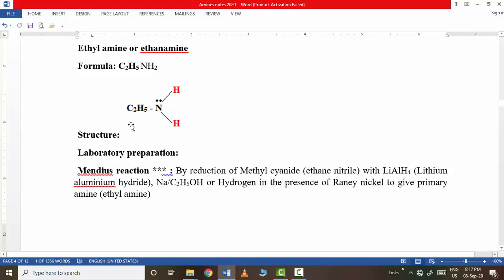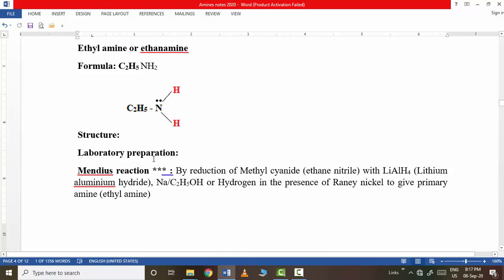So in the below structure, where I have drawn the structure of the ethylamine, you can see the lone pair of electrons, which will be more available if you compare between methylamine and the ethylamine about the lone pair donation. In the case of ethylamine, the lone pair will be donated more because you have the higher alkyl group here.